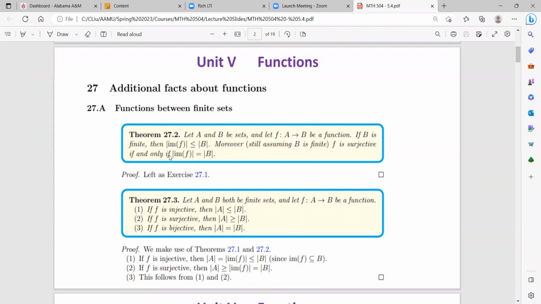Well, if f is surjective, then all the elements in set B have pre-images. So the image of f is just equal to set B. So the sizes, of course, are the same because they are the same set.